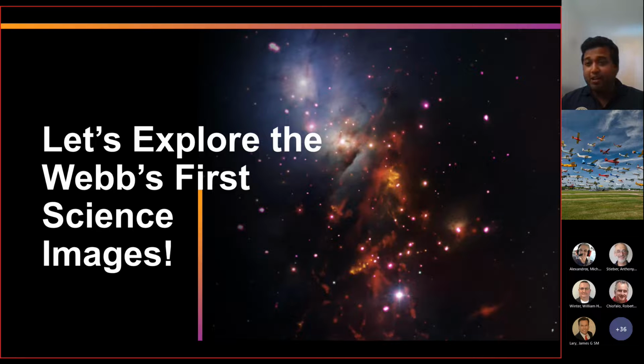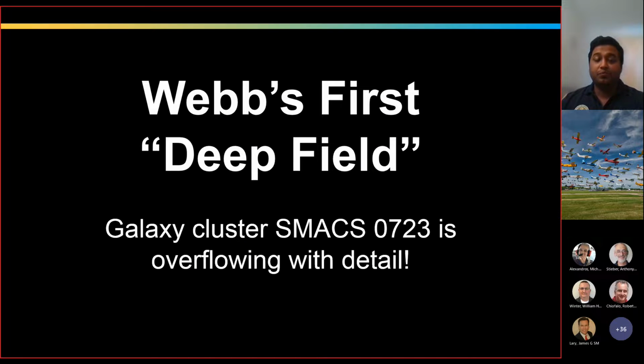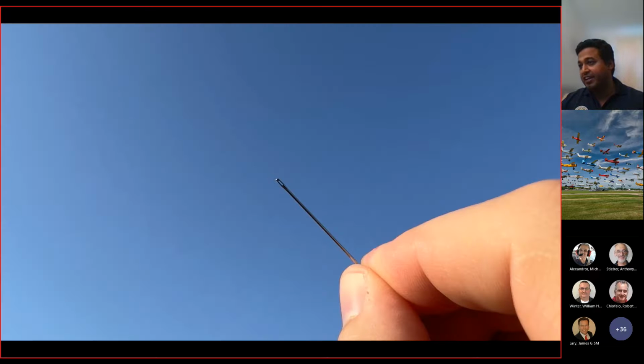There are a few key things Webb will help us answer. One thing is the origins of our universe. The other is exoplanets and biomarkers, which I was talking about. And there are various other new applications that we will find down the line as well. Now that we have our first images, why don't we take a look at them? This is Webb's first deep field image. We have taken a cluster called SMACS 0723 and it's oozing with detail. But let me give you some context. This is a tiny needle.